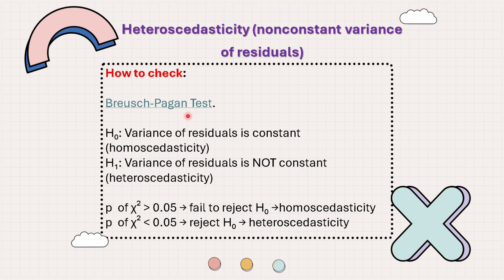The BP test has the null hypothesis that the variance of residual is constant, which is homoscedasticity, versus the alternative that the variance of residual is not constant, which means heteroscedasticity. If the p-value of the chi-square distribution is less than 0.05, we reject the null hypothesis, hence the variance of residual is not constant. If the p-value is greater than 0.05, we fail to reject H-null, meaning the variance of residual is constant, or homoscedasticity.